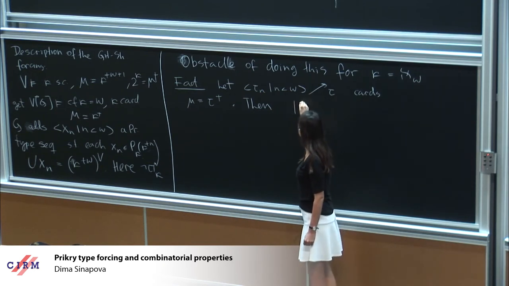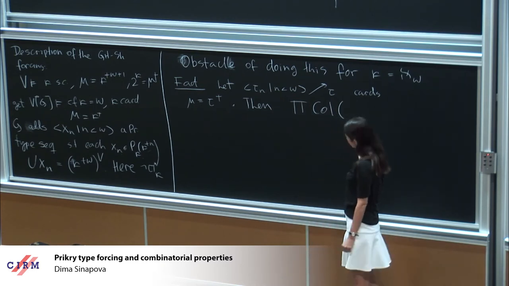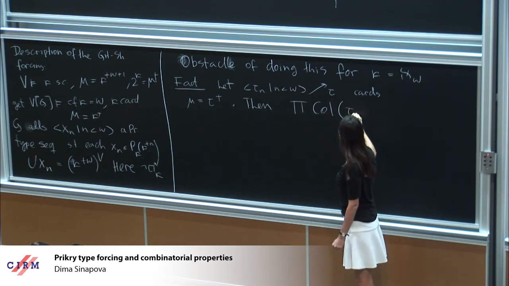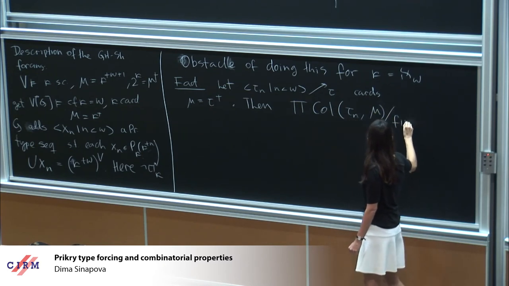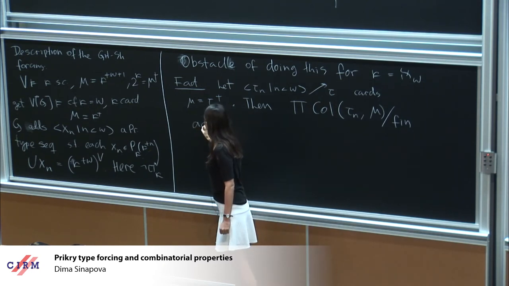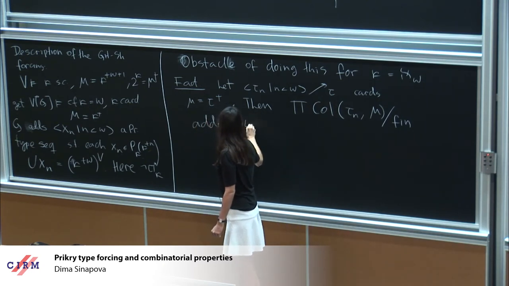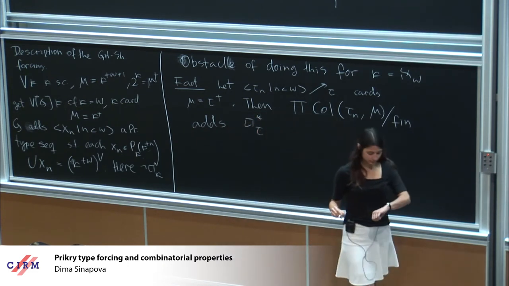Then the following forcing will add weak square. The product of Collapse(tau_n, mu) mod finite adds weak square at tau.